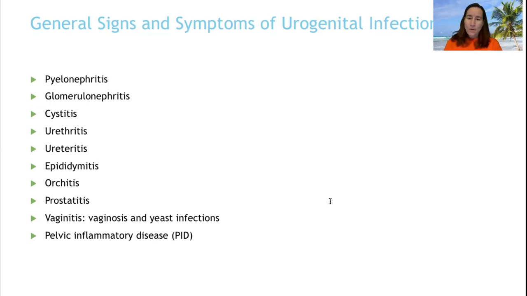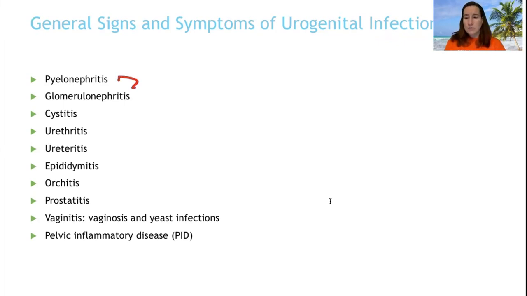But okay, so infections and a whole bunch of different signs and vocabulary terms. Pyelonephritis and glomerulonephritis both are having to do with the kidneys. Pyelo could be caused by a lower urinary tract infection, an upper UTI. Signs and symptoms: fever, chills, nausea, vomiting, and possibly lower back pain, and frequent urination. So both of these are kidneys.